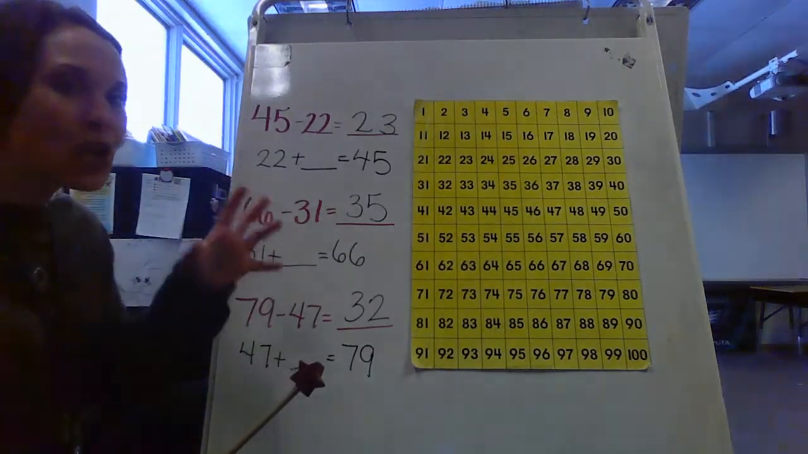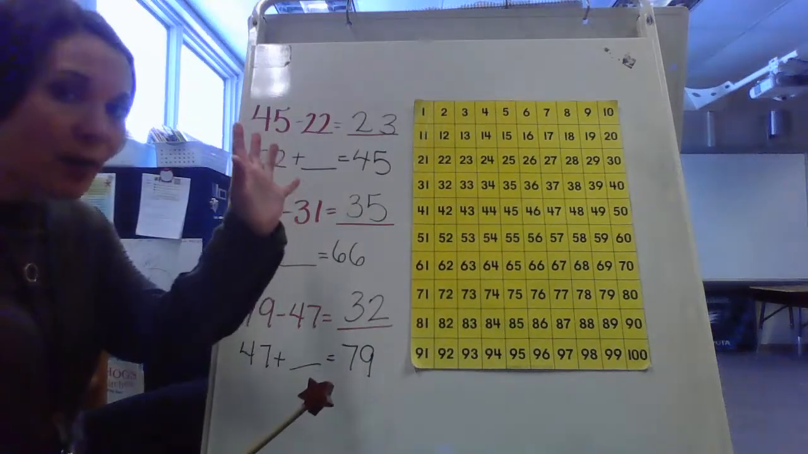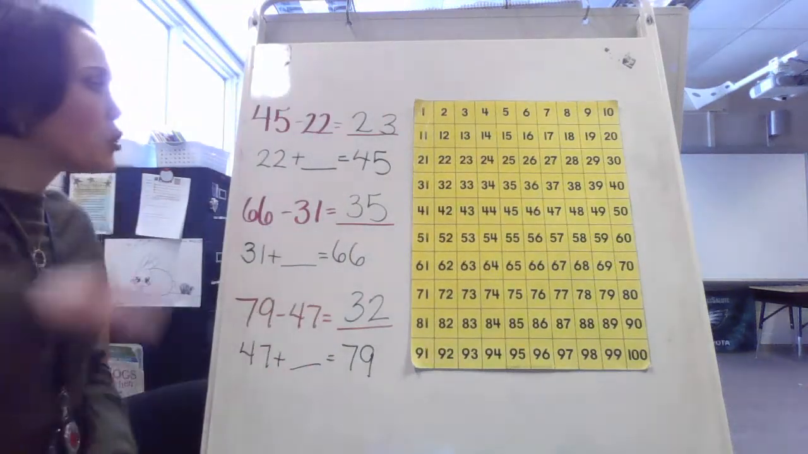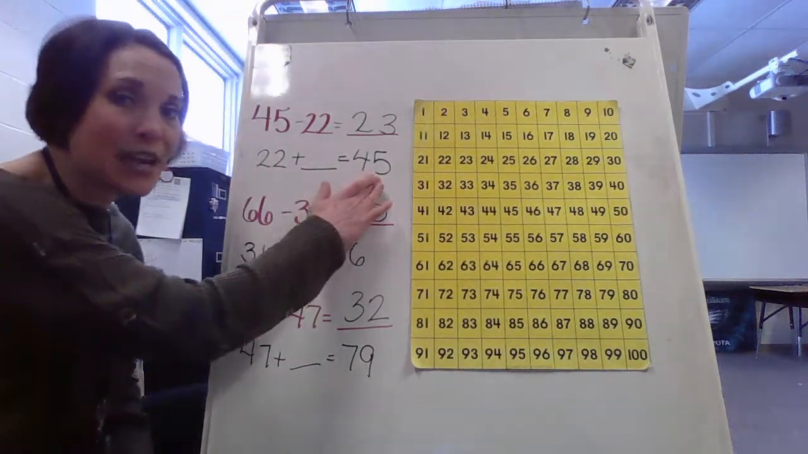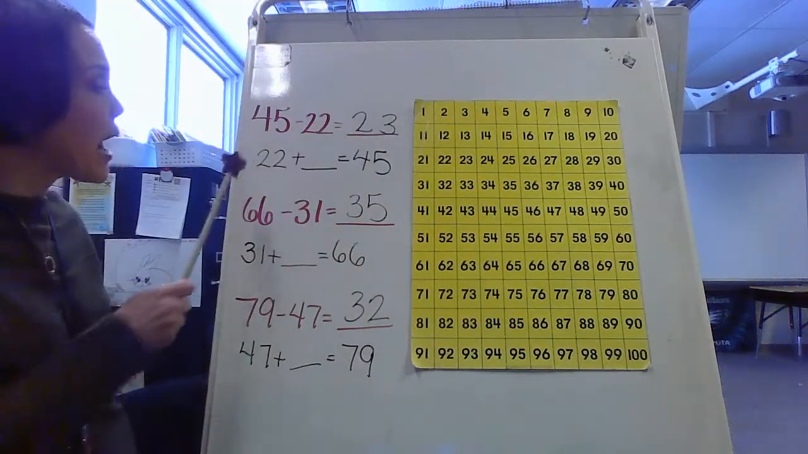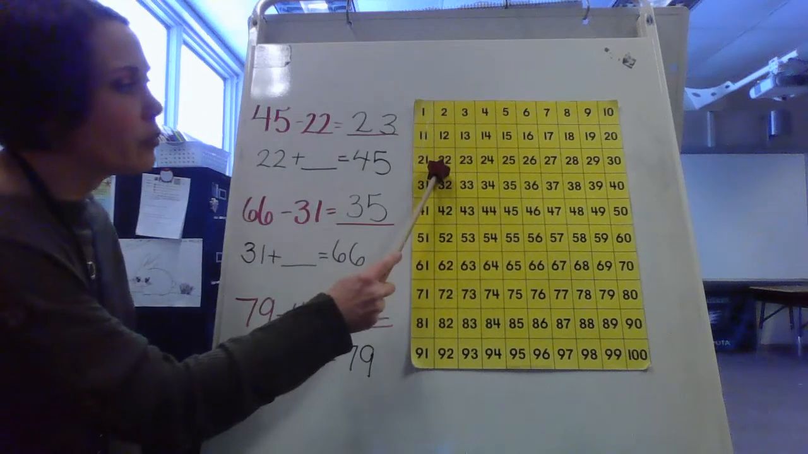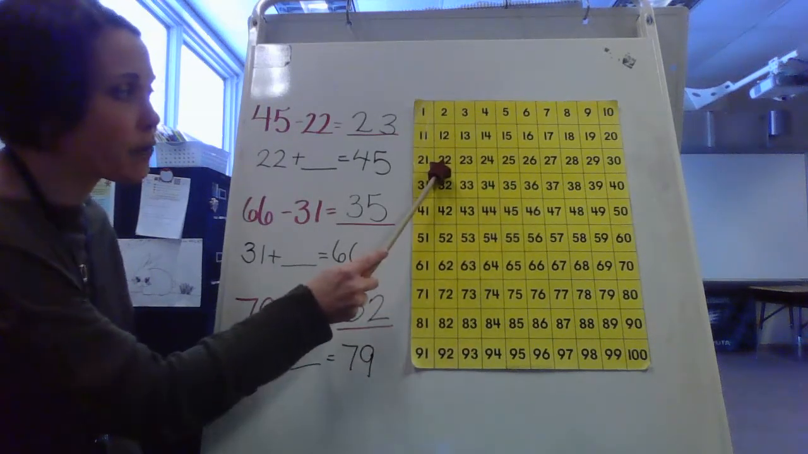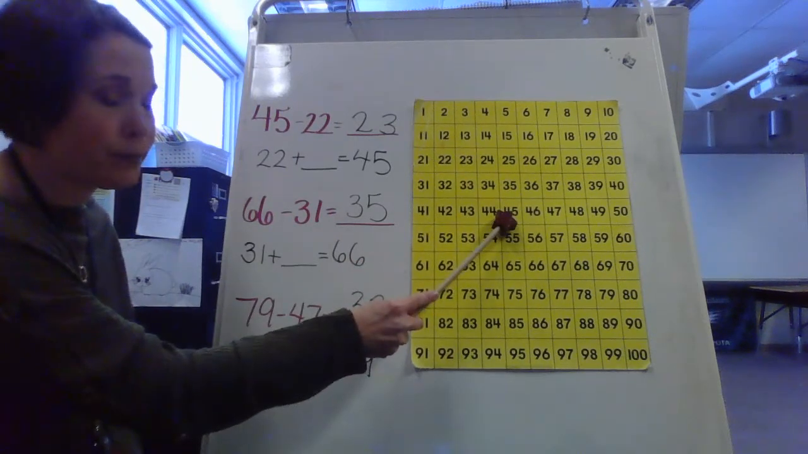So I'm not going to be going up on my chart anymore, remember. When we're adding, we want to go down because we're starting at a lower number. We need to get to a higher number. So there our direction is going to change. So here I have 22, and I want to get to 45. So I want to get from this point to this point.